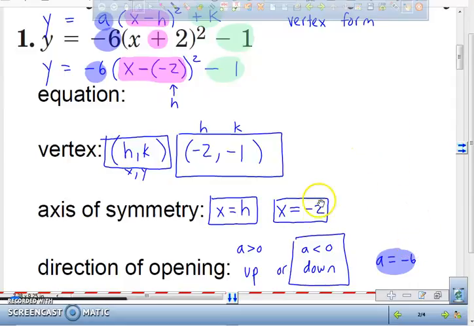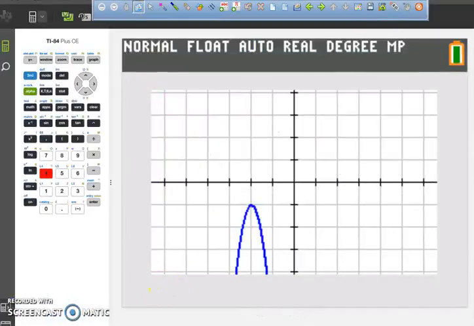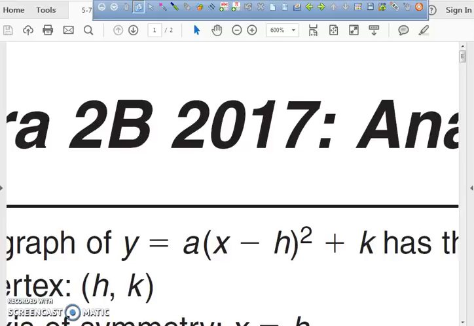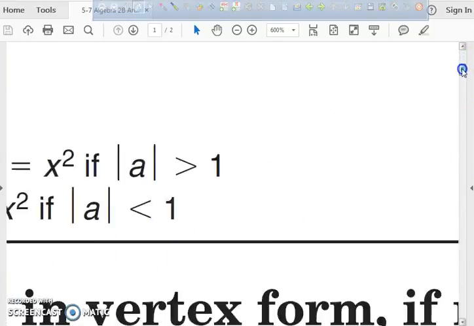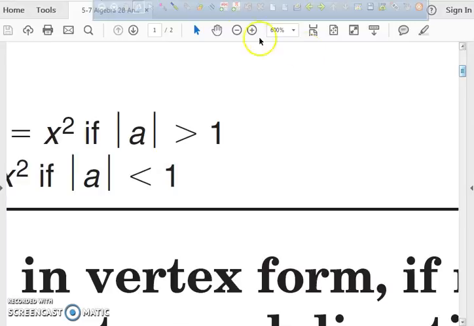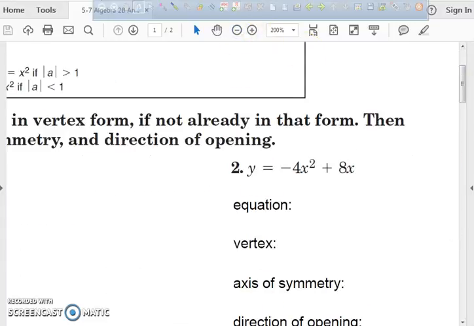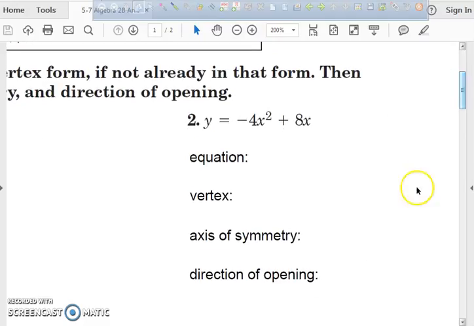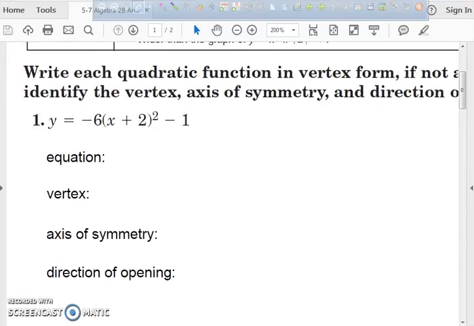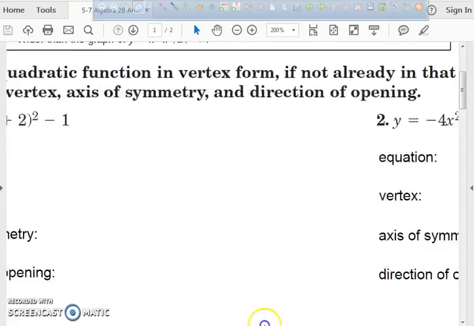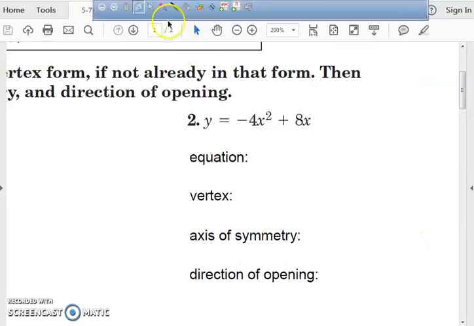Now, what we're going to do next is the next problem, problem 2, which is a little bit more difficult than problem number 1. Moving over to problem number 2, let's see if we can zoom out just a bit. There it is. Problem number 2. So if you guys would go ahead and write that down in your journal. If you notice, problem 1 is actually written in vertex form to begin with. It's pretty easy. Problem 2 is not written in vertex form.